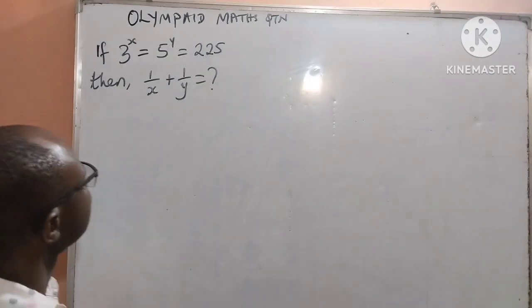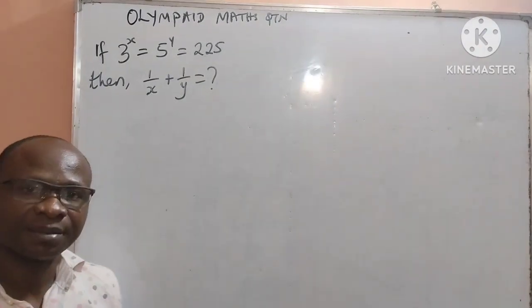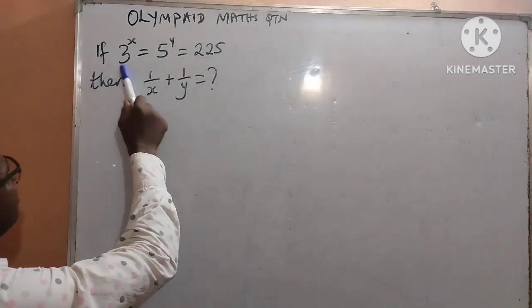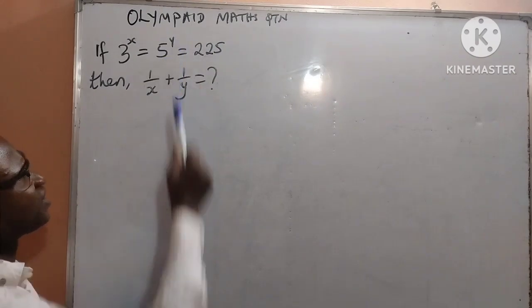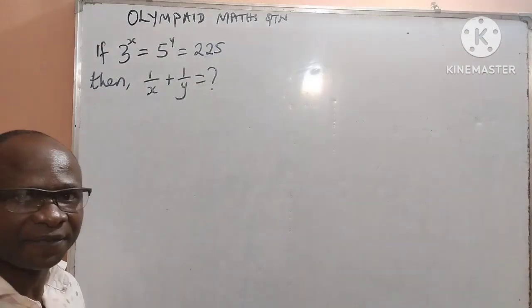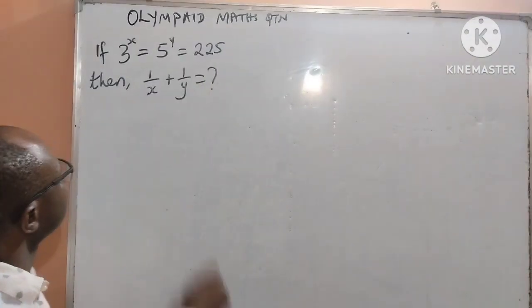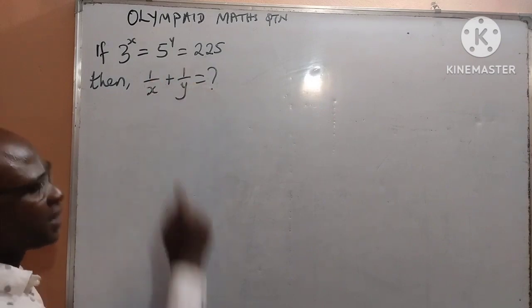In today's class, we shall be solving an Olympiad mathematics question, as it is written on the board, that if 3 raised to x is equal to 5 raised to y, and is also equal to 225, we are asked to evaluate the value of 1 all over x plus 1 all over y.